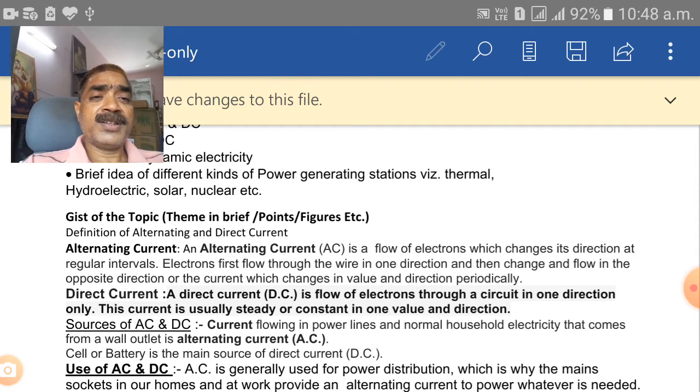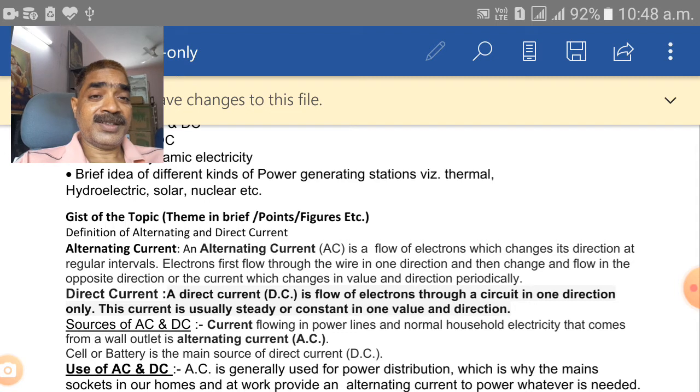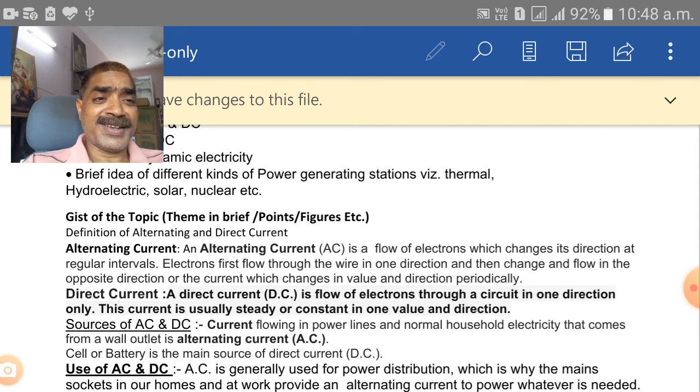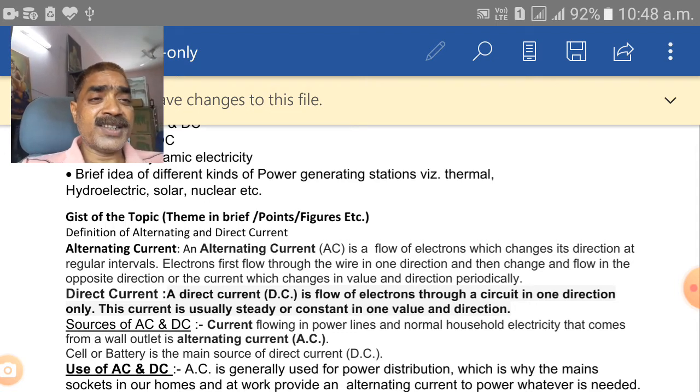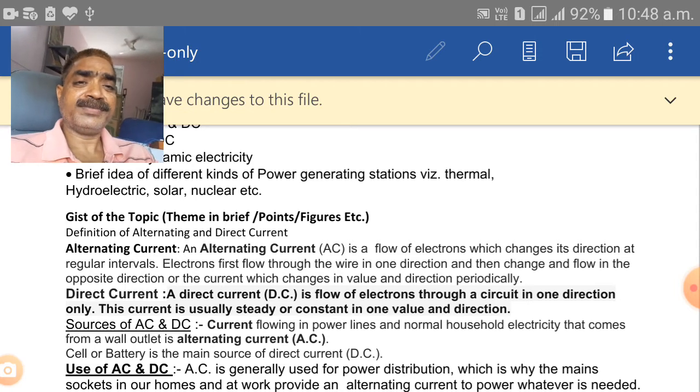Direct current. Direct current is the flow of electrons through a circuit in one direction only. This is different from the alternating current. Here the flow of current is in one direction only. This current is usually steady or constant in one value and direction. So the diagram is like one single line.